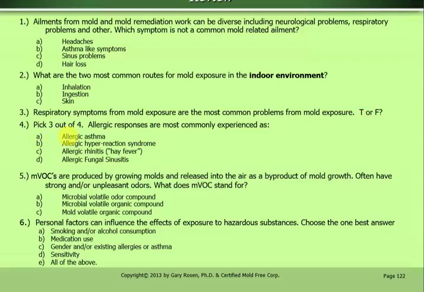Number 4, pick 3 out of 4. Allergic responses are most commonly experienced as: allergic asthma, allergic rhinitis, which is hay fever, and allergic fungal sinusitis. Number 5, MVOCs are produced by growing molds and released into the air as a byproduct of mold growth, and often have strong and/or unpleasant odors. What does MVOC stand for? That would be B, microbial volatile organic compound.